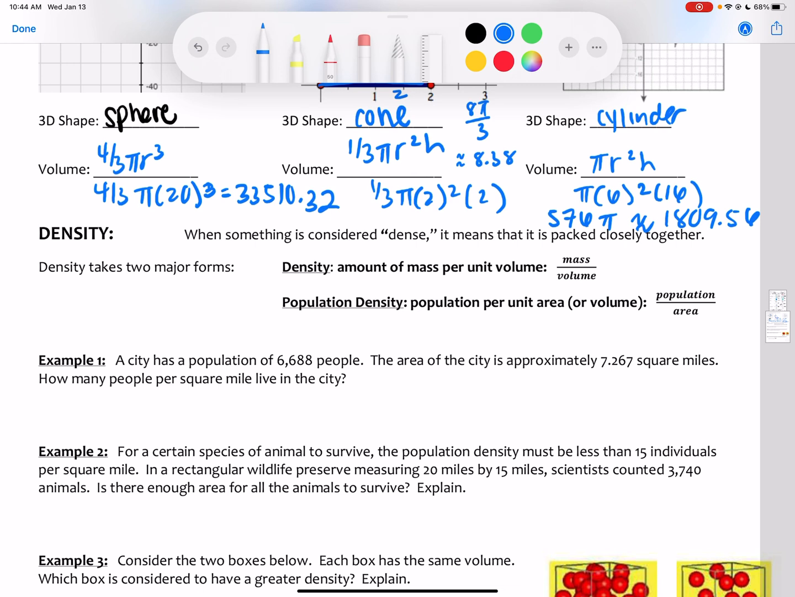The area of the city is approximately 7.267 square miles. So population density is population over area, which our population is 6,688 over the area, 7.267. That's going to tell you how many people live in 1 square mile. So something interesting to consider here would be how much different would a population density range from a city versus a rural area. So 902 people. Now this one does have a decimal, so it says 0.32, but we never actually accommodate the decimal for people. So you always just round down to the nearest whole number. So that's going to be 902 people.